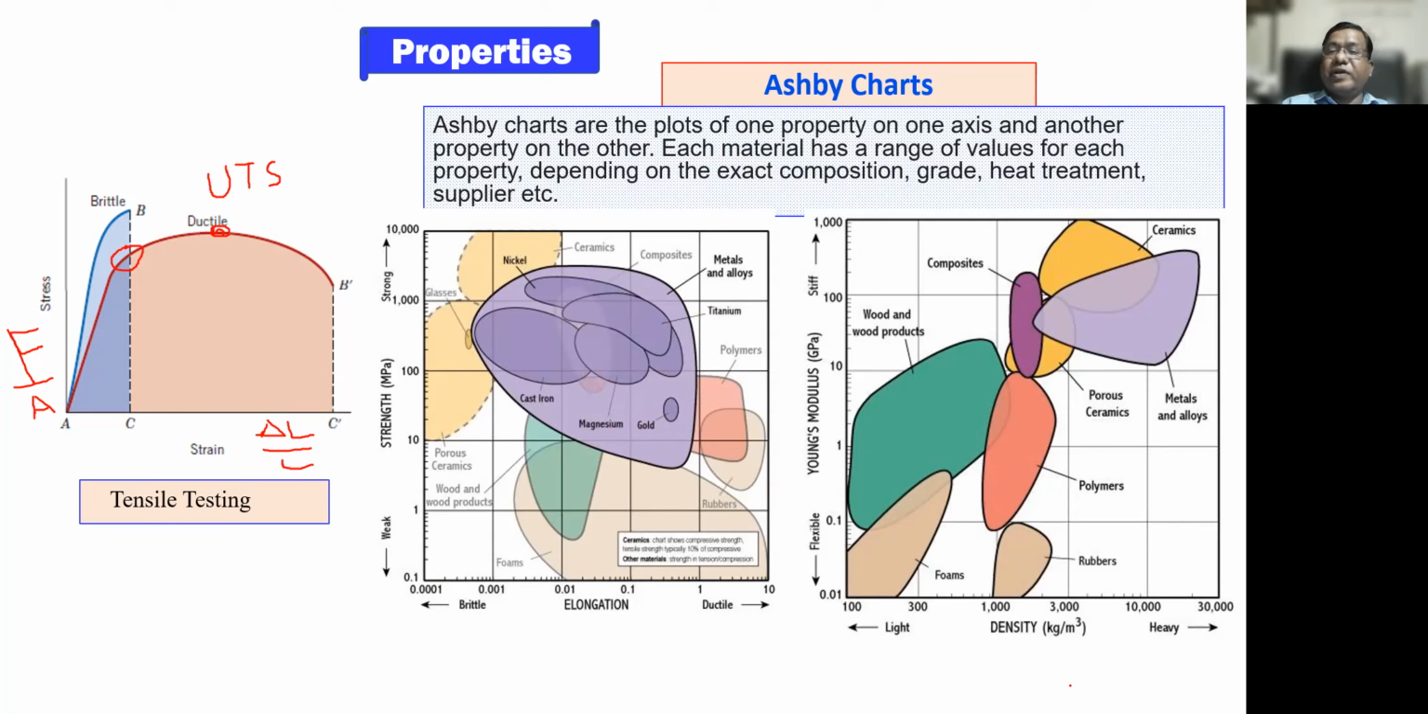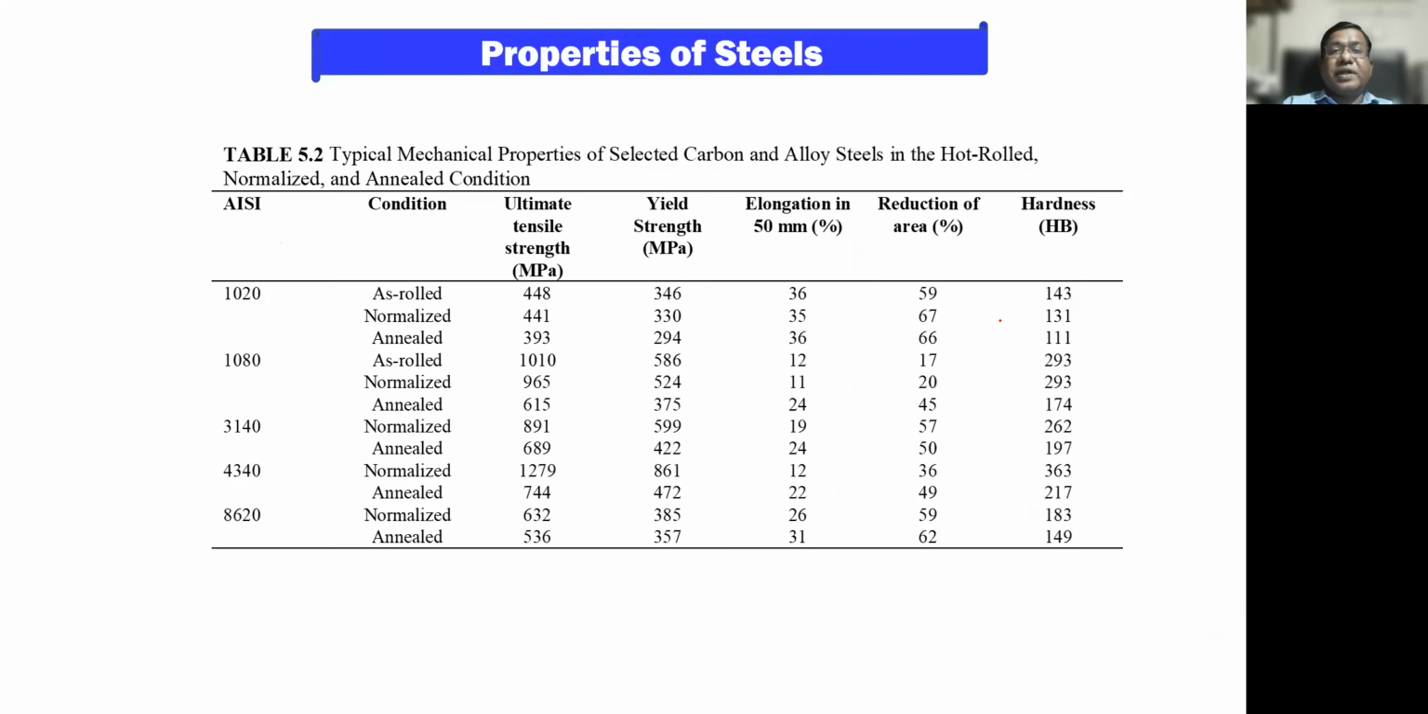Here, Young's modulus and density. Ceramics are here, and wood has low density. These are light, and composites are here. Metals are again heavy, but they have a high Young's modulus. So for a particular application, depending upon the requirement, we can use these charts to find out the candidate material for a given application.